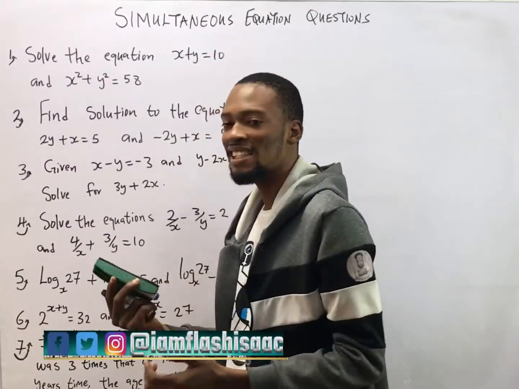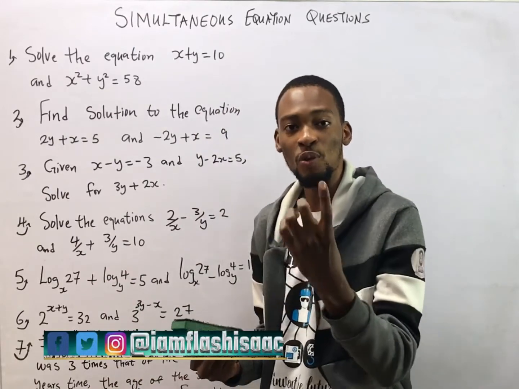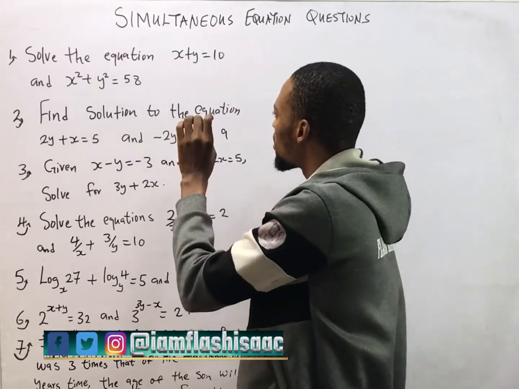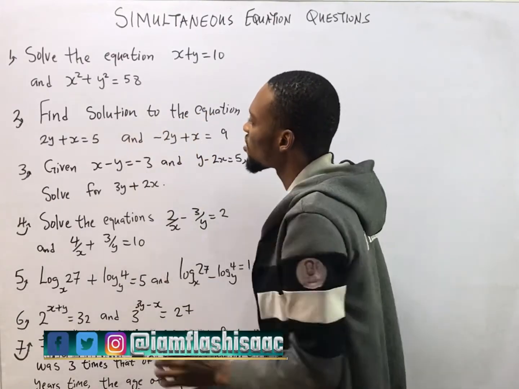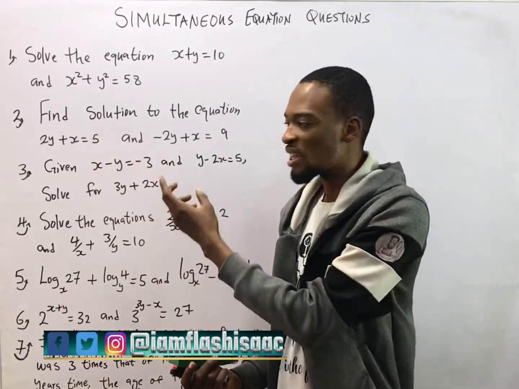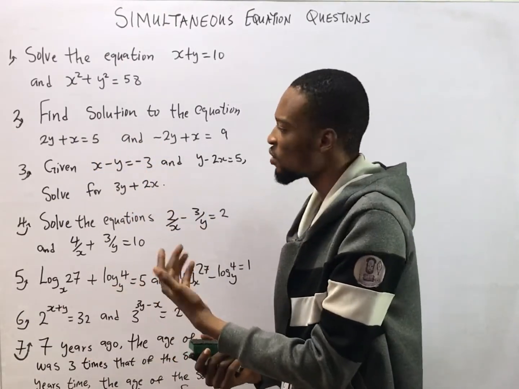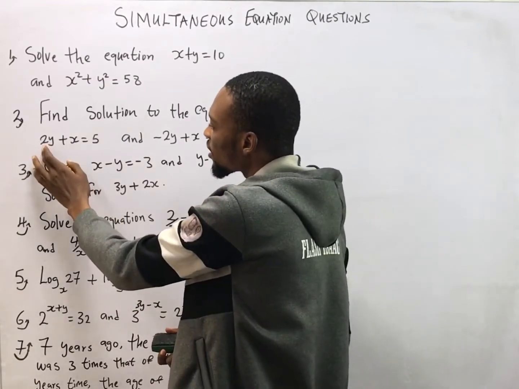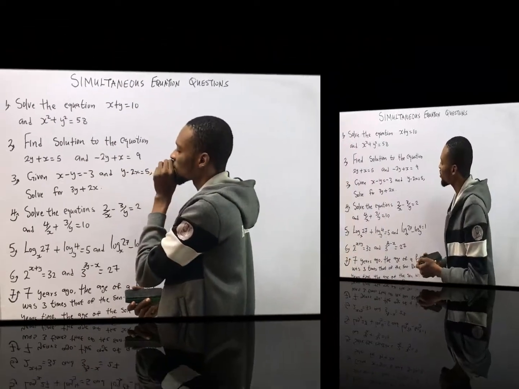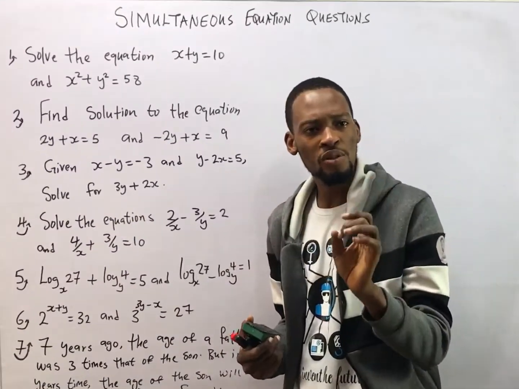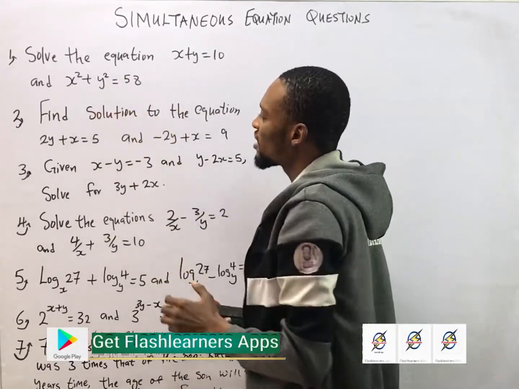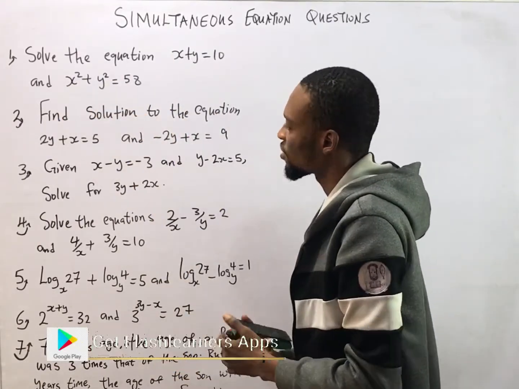Now, what are the 7 types of simultaneous equation you come across in these big examinations? The first you come across is the normal simultaneous equation, which is in the form ax plus by equals c. Another type you come across is one linear and one quadratic simultaneous equation question.